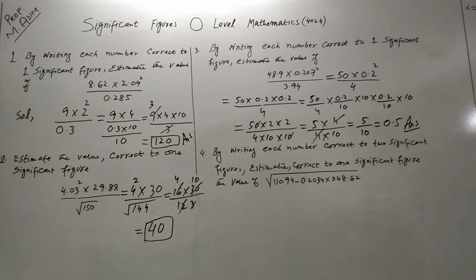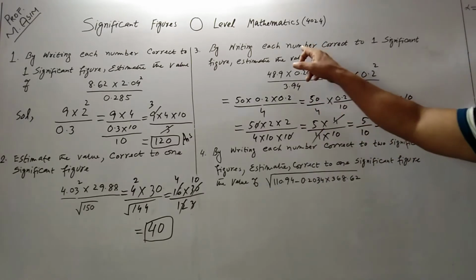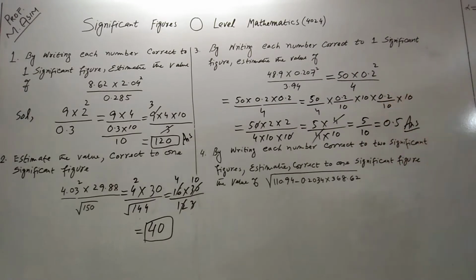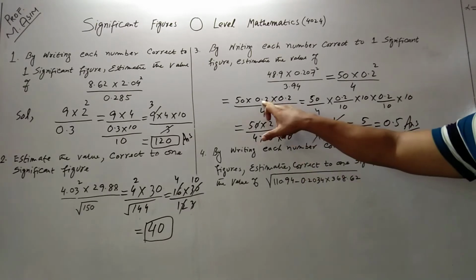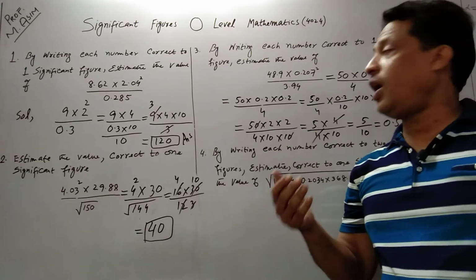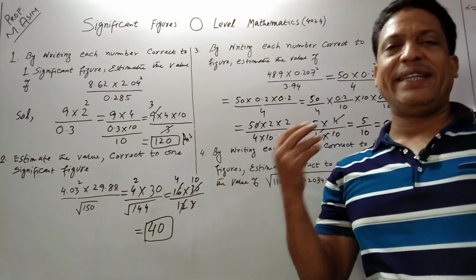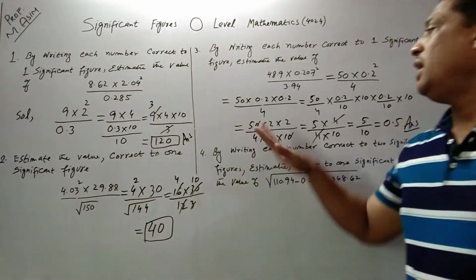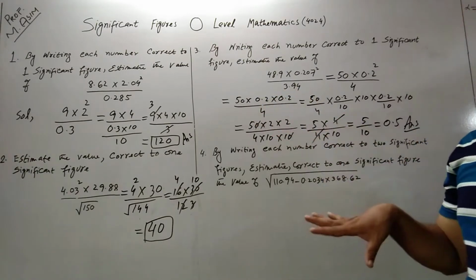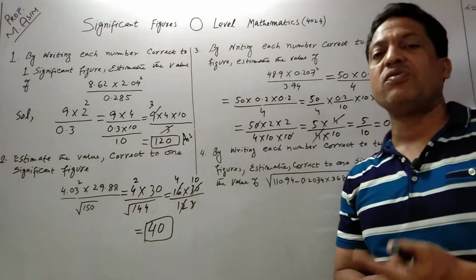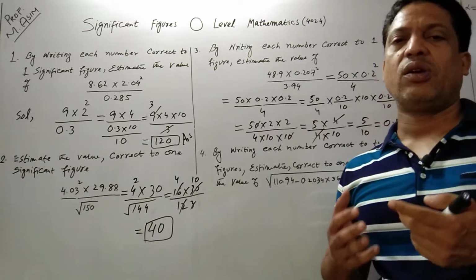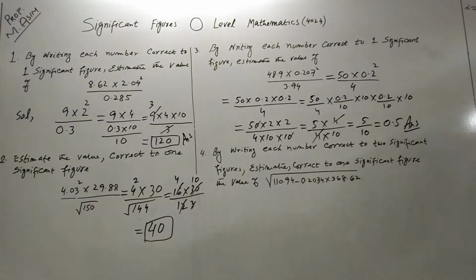So I hope you understand the requirement of the question. By writing each number correct to one significant figure, first we have to write each and every number correct to one significant figure. The main thing is to convert this 0.2 into 2. So how to convert 0.2 into 2? Multiply by 10 and divide by 10. Why do we multiply by 10 and divide by 10? Because we want to balance the number. So if you multiply by something, you must divide by something. If you add something, you must subtract something. This is the rule of algebra. Now, see some more questions related to this topic.